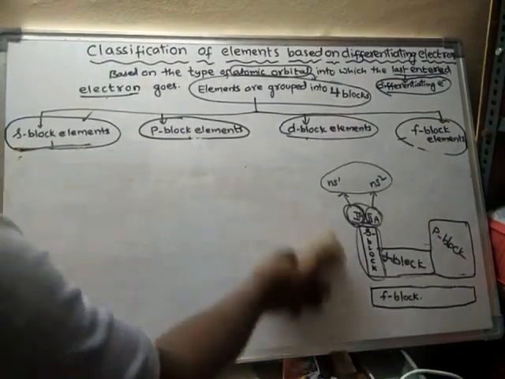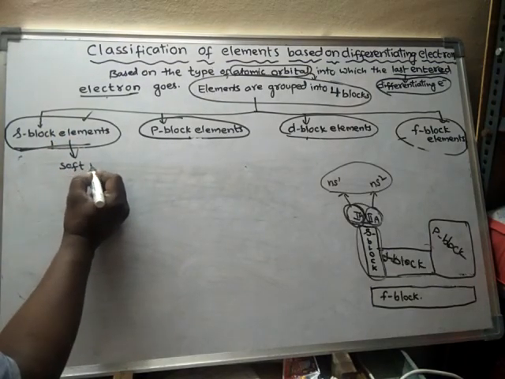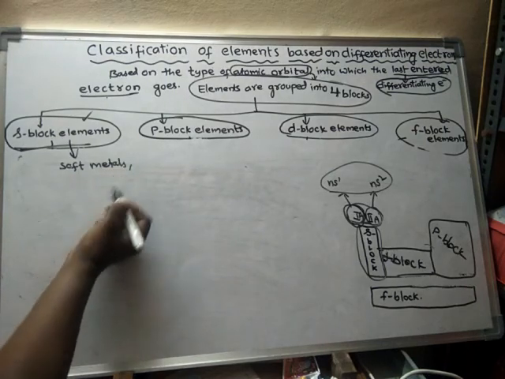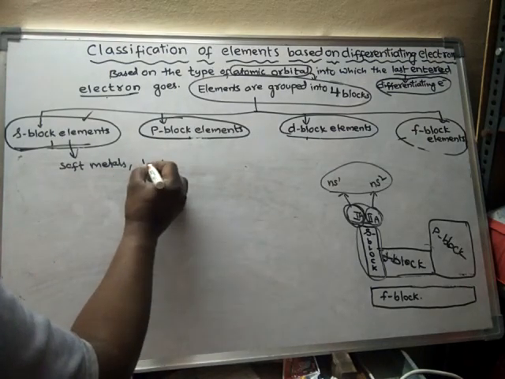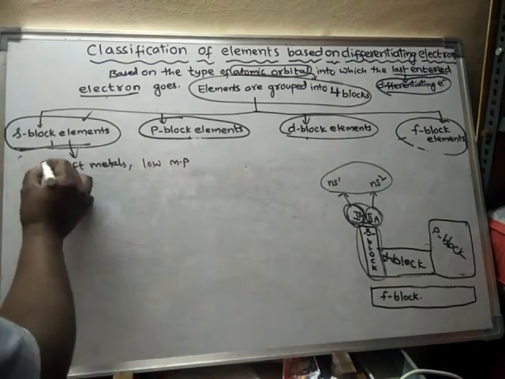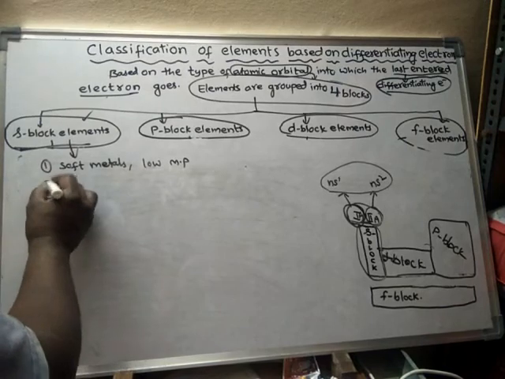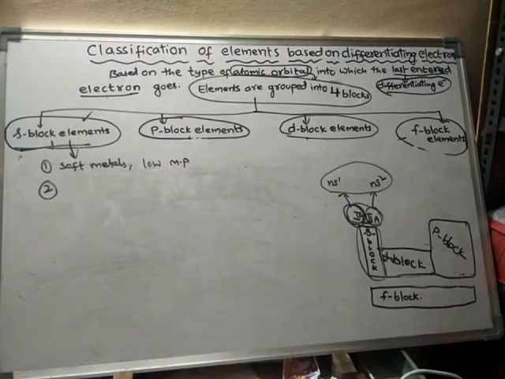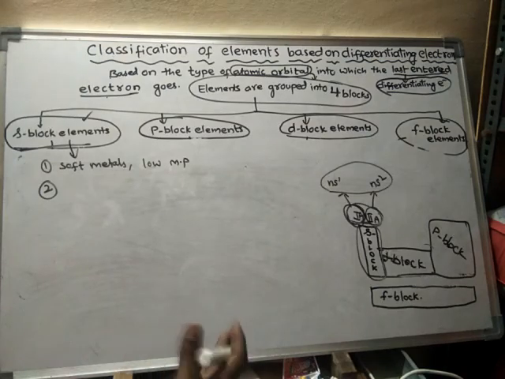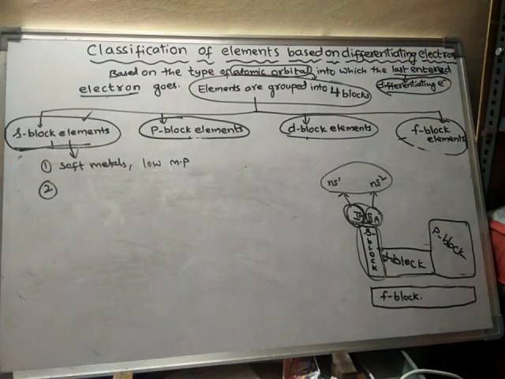The general characteristics of S block elements: these are soft metals and possess low melting points. Melting point means they can easily melt, I mean, at lower temperatures they can melt. For example, if you take sodium, around 400 to 500, or between 500 to 600, in that range the sodium metal will melt. That means at low temperatures only.